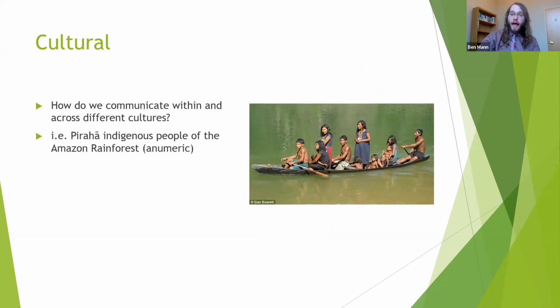Cultural is really interesting as well, how we communicate across different cultures and backgrounds. For example, the Piraha indigenous people of the Amazon rainforest are what's known as anumeric. That is, they have a number to describe 1, 2, and 3, but beyond that, they say there's 1 stick, there's 2 sticks, there's 3 sticks. Beyond that, there are many sticks. They don't actually have words to describe numbers past 3 and are known, therefore, as anumeric. And one really interesting observation is they were asked to distinguish, for instance, 5 sticks versus 6 sticks, and didn't notice the difference between the two. So there's really interesting ways in how communication shapes our reality and understanding of the world.